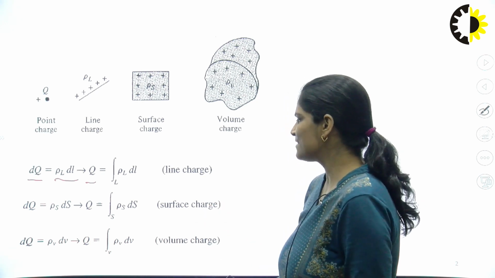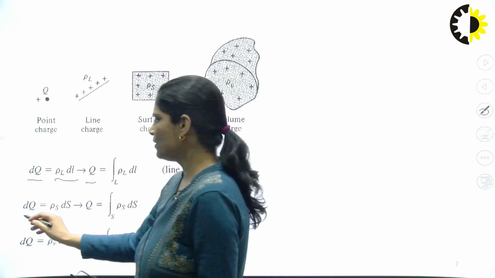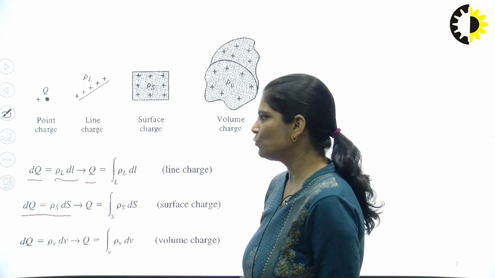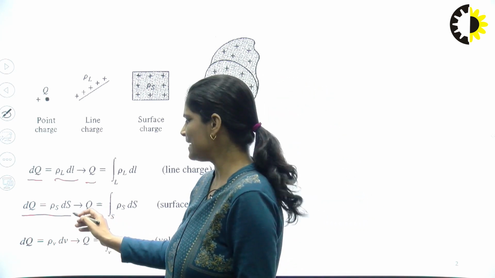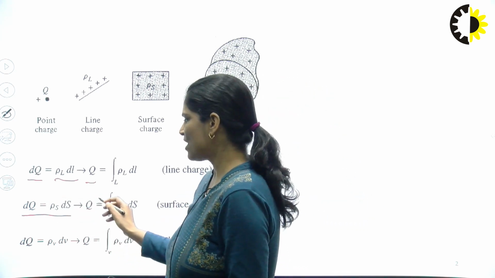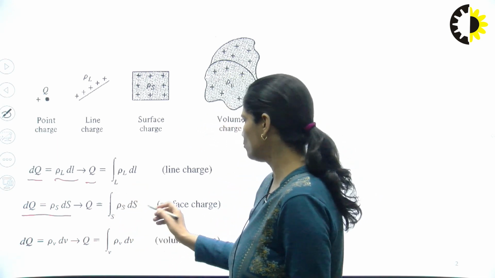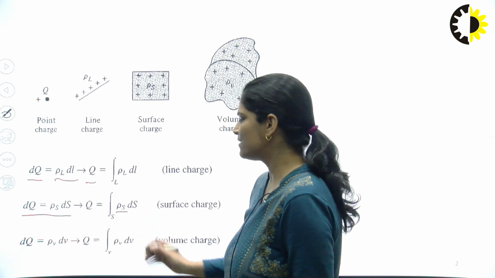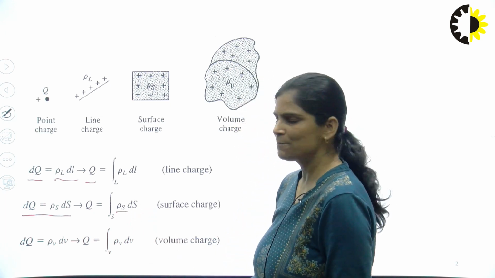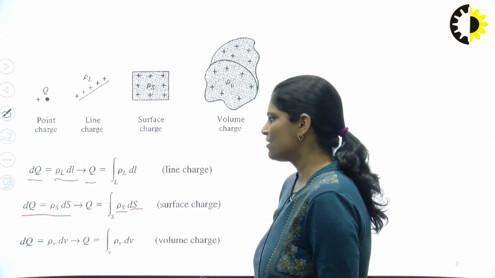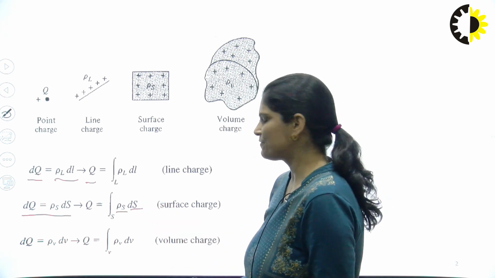Now, the second case is surface charge. Differential charge is equal to rho S ds. And if you want to find the charge on the surface, that is equal to the integration with respect to the surface. Here the density is rho S, and this is the surface. So, this is the case of surface charge.